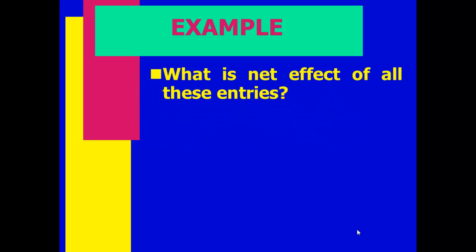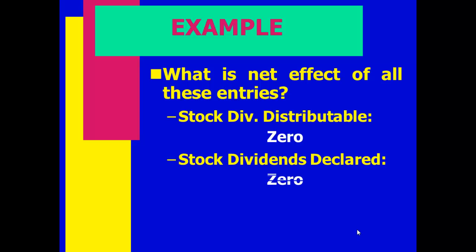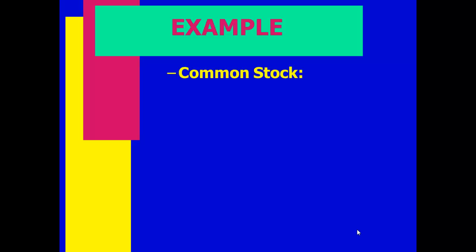Let's see the net effect of all these entries. What is the ending balance in stock dividends distributable from all those entries we made? Zero, right? We credited it, we debited it, it's down to zero. Do you see where it has no balance right now? Stock dividends declared. What is your ending balance in that account? Zero. Common stock. What is the overall effect that these entries have had on my common stock account? They made it go up, good, by $1,500. Credited common stock for $1,500, made it go up.